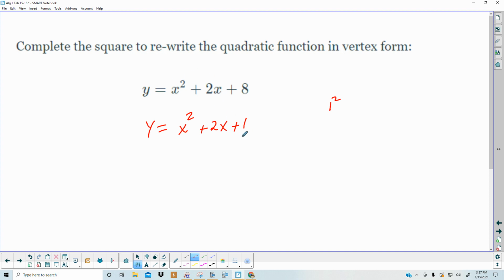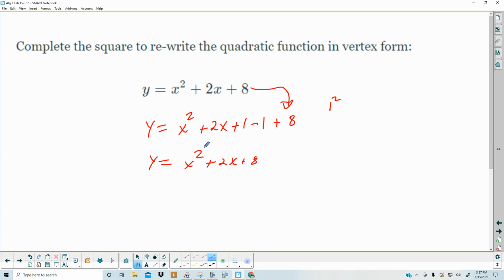Now, I realize I can't just add 1 to this and claim it's the original equation. But if I subtract 1 right after it, I really haven't done anything. And the plus 8 is still here. I haven't done anything to this equation. I've added 1 and subtracted 1, so it's still this equation.